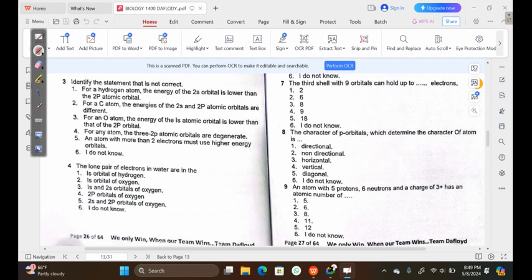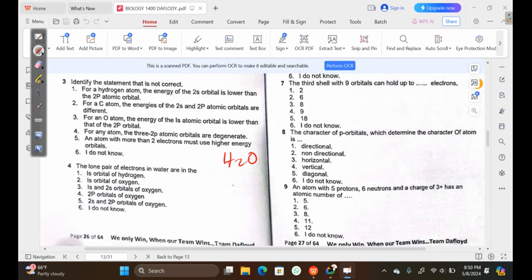Okay, so question 4 is saying the lone pair of electrons in water are in there. So here what you have to understand is what the lone pair is. Then also understand what happens in the water molecule. How are the atoms arranged in that water molecule? You know that in a water molecule you just have oxygen and hydrogen atoms. So you have this H2O.